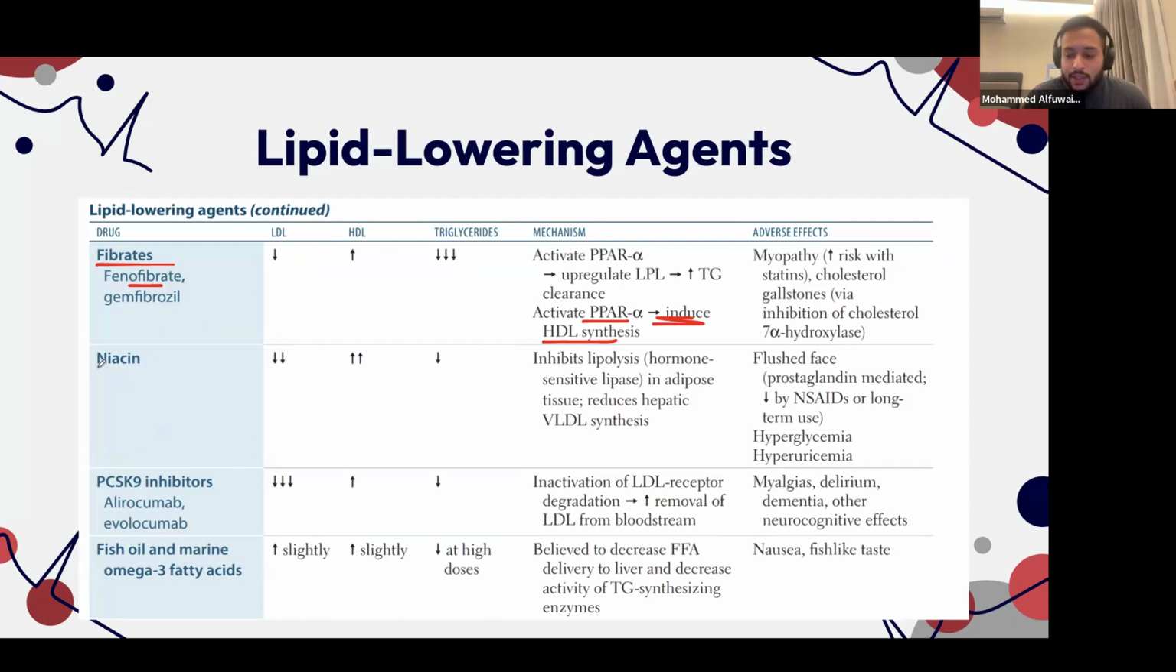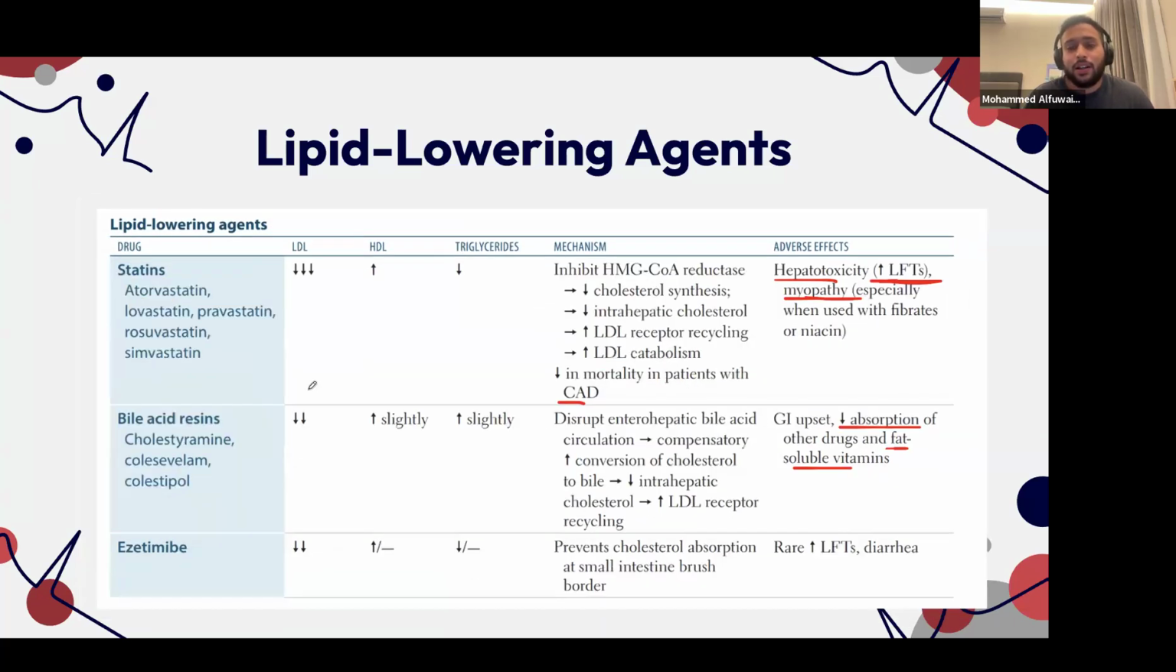Now, the other one is niacin, another drug, and it basically inhibits hormone-sensitive lipase and inhibits lipolysis. And this will basically reduce the amount of VLDL synthesis, okay? Now, an important side effect of niacin is flushing in the body, especially the face, because of a certain vitamin. Now, you can prevent this by giving what?